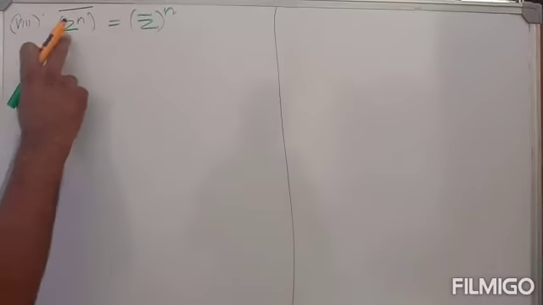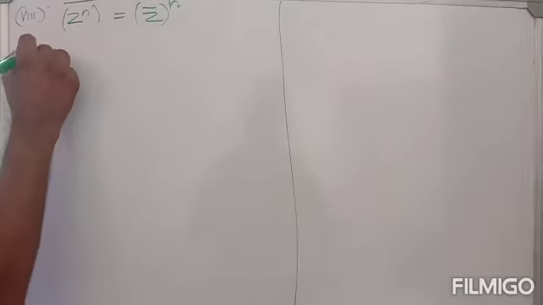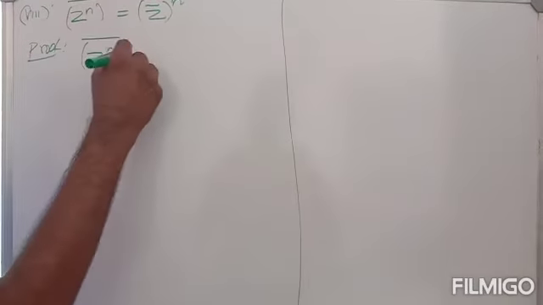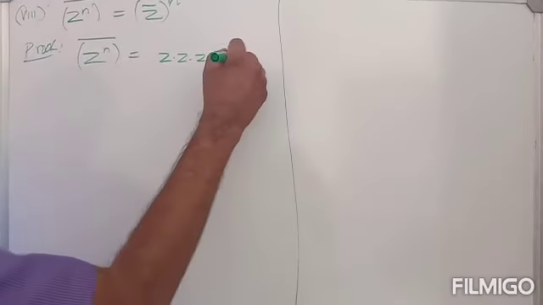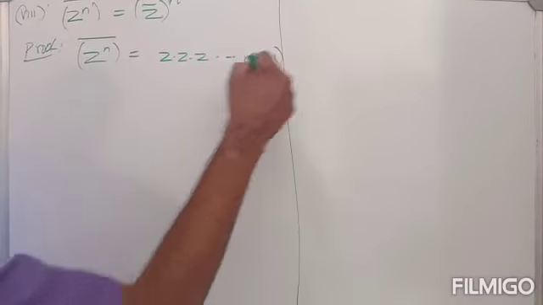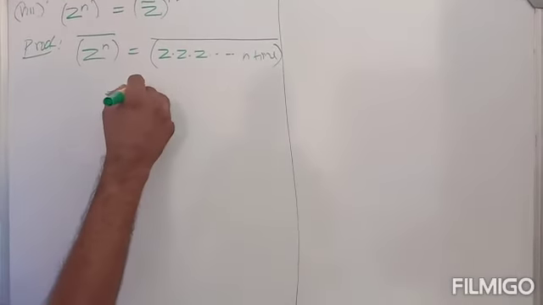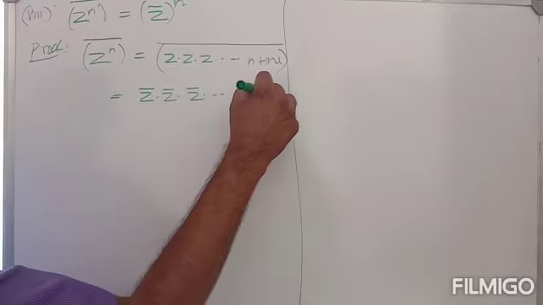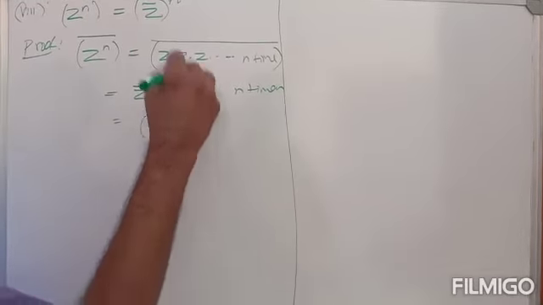Next property, (z power n) whole bar is equal to (z bar) whole power n. Proof. (z power n) whole bar, that is equal to (z into z into z up to n times) whole bar. That is equal to z bar into z bar into z bar up to n times. That is equal to (z bar) whole power n.